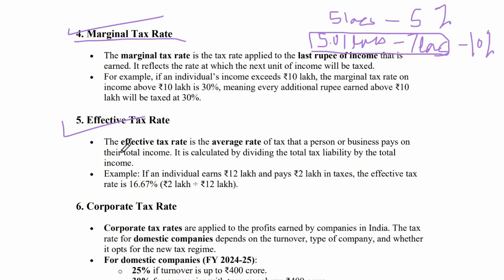Let's go through this again. The effective tax rate is the average rate of tax that a person or business pays on their total income. It is calculated by dividing the total tax liability by the total income. For example, if an individual earns 12 lakhs and pays 2 lakhs in taxes, the effective tax rate is 16.67%.